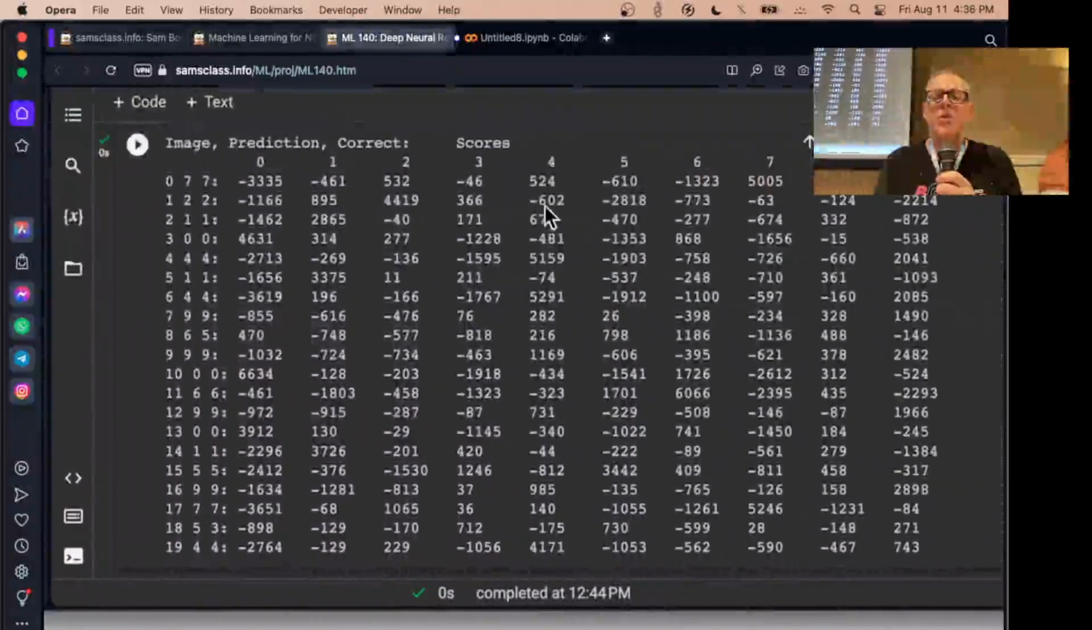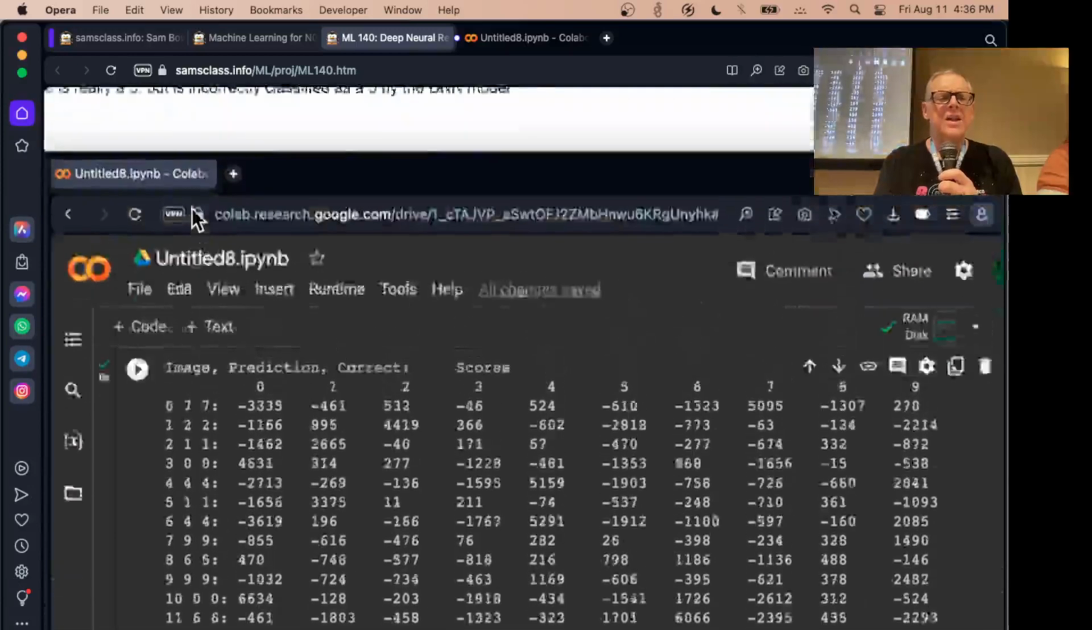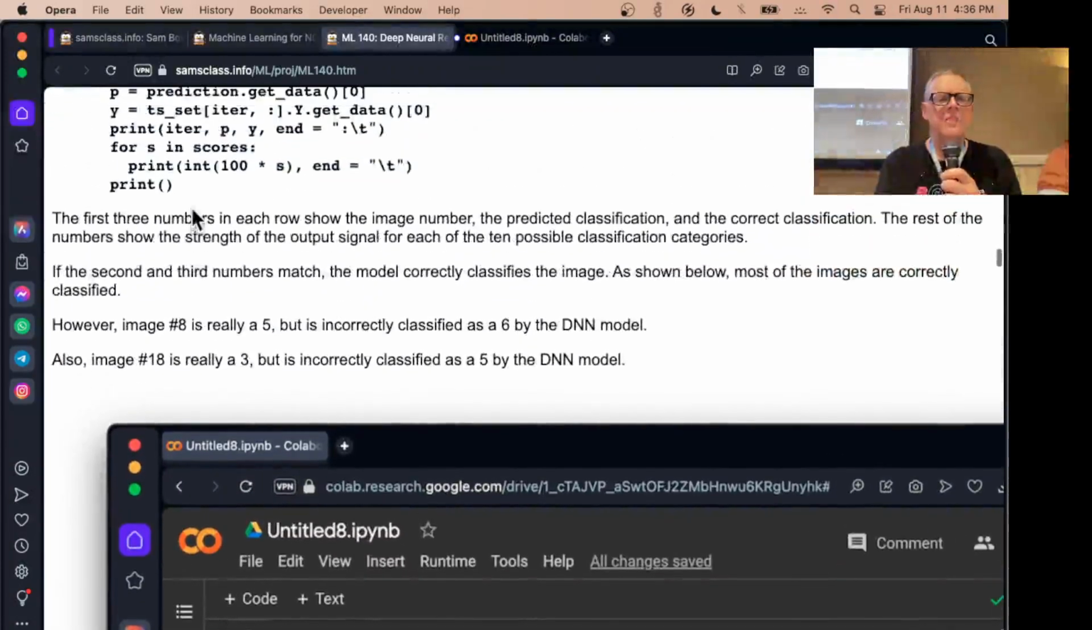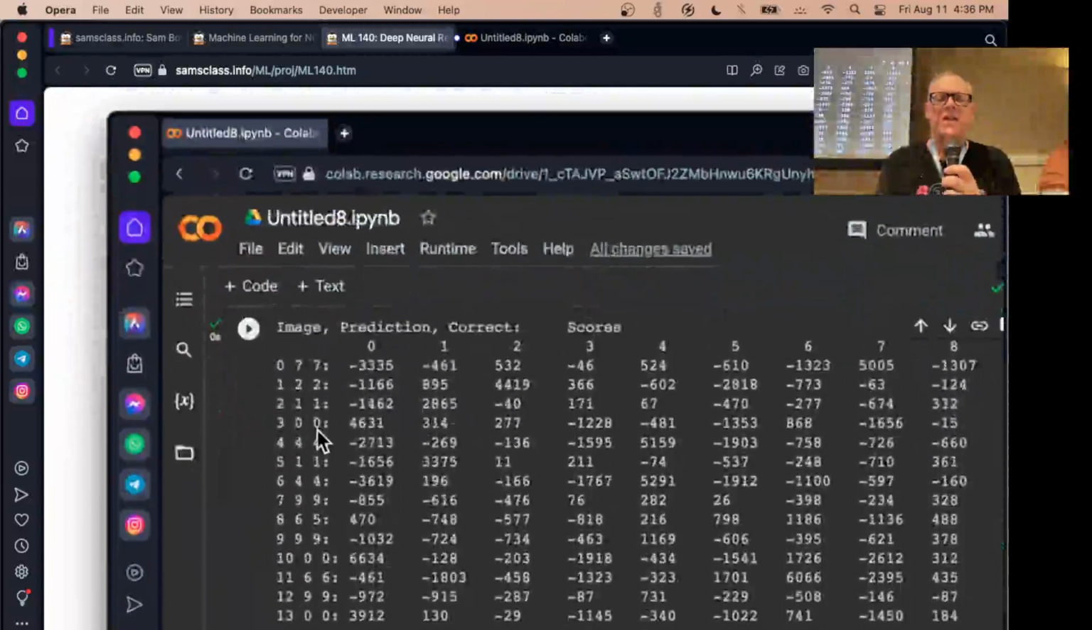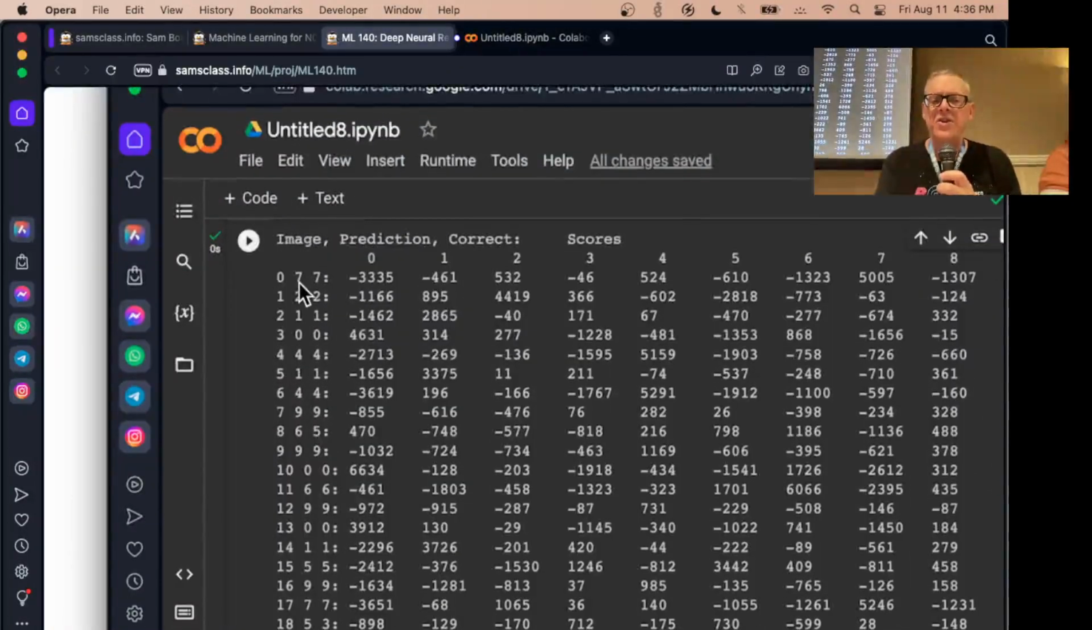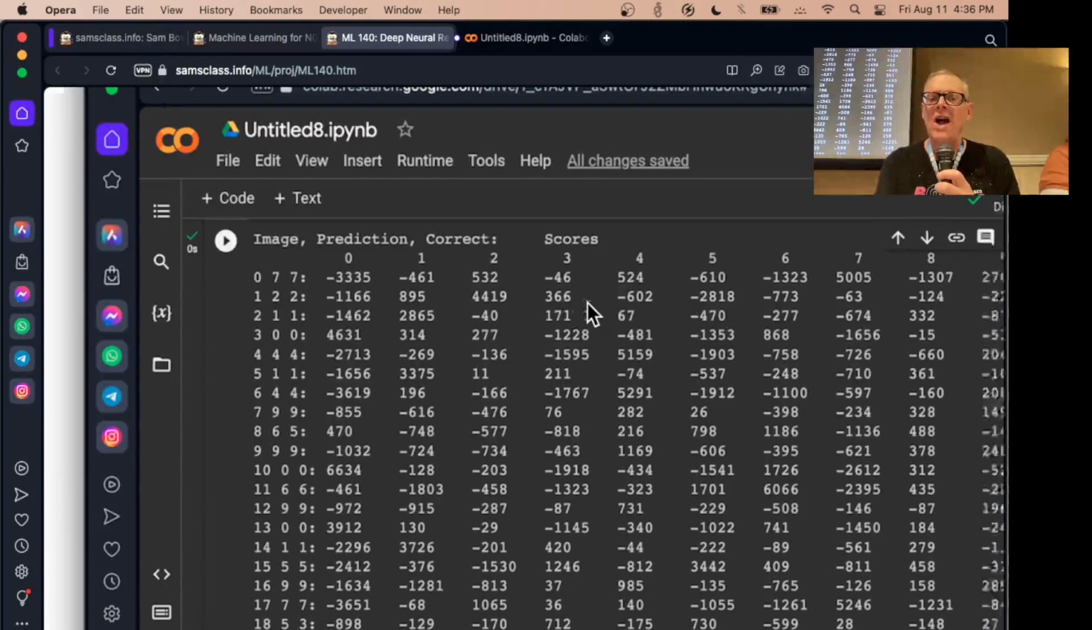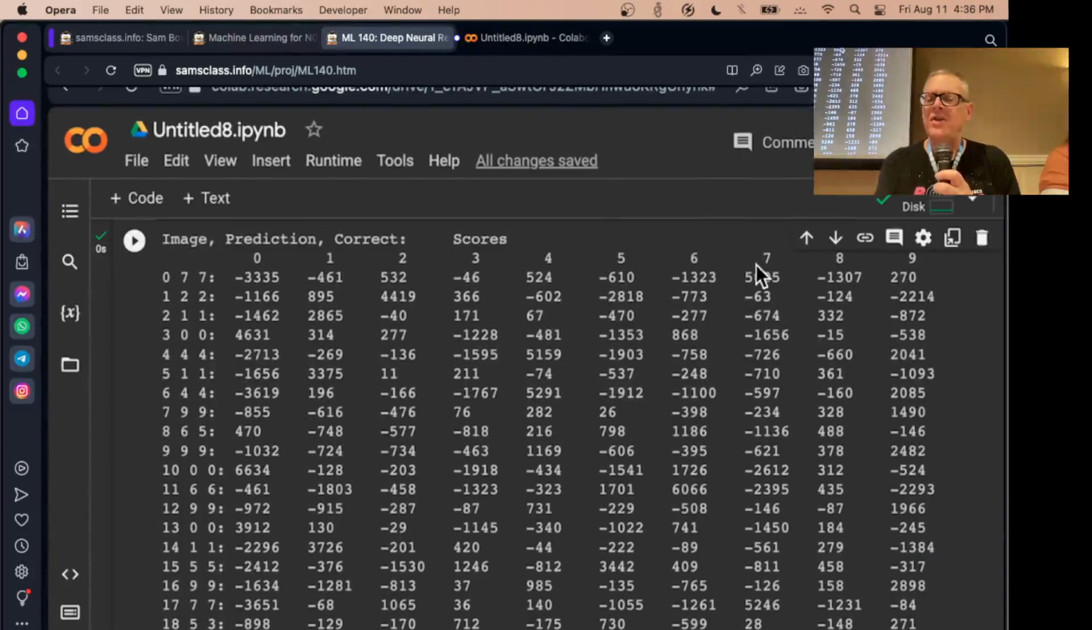Here's the thing we saw before, the unprotected, here's categories 0 through 9. So the right answer is 0, and the image number, the predicted classification, and the correct classification. So this is image 0, the right answer is 7, and it predicts 7. Here's the raw output of the model, and as you can see, 7 is plus 5,005, and the rest are mostly negative or near 0, so it's strongly predicted that 7 is the winner, and on they go.